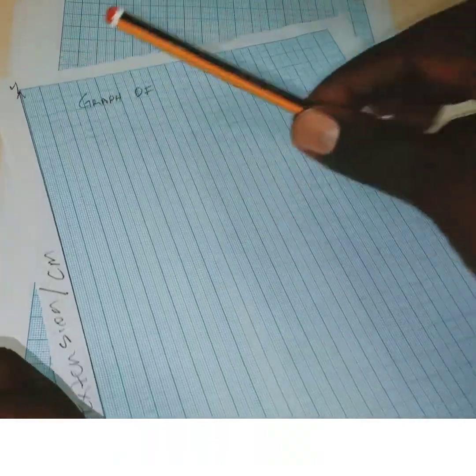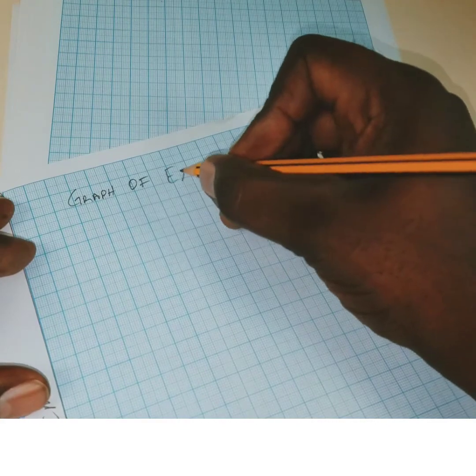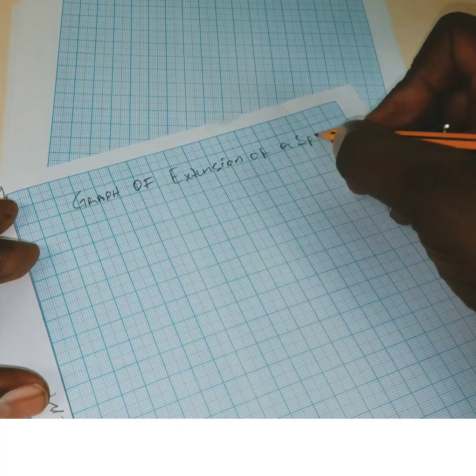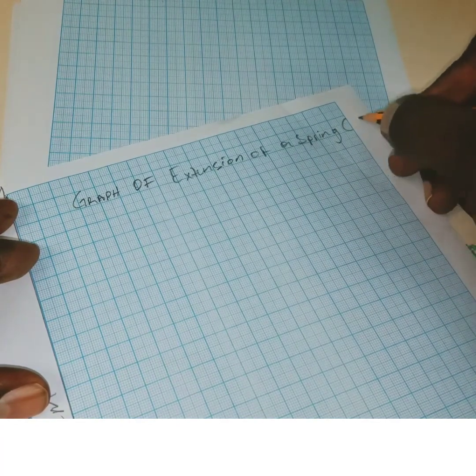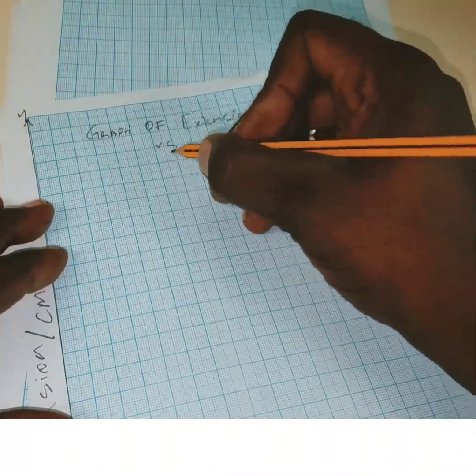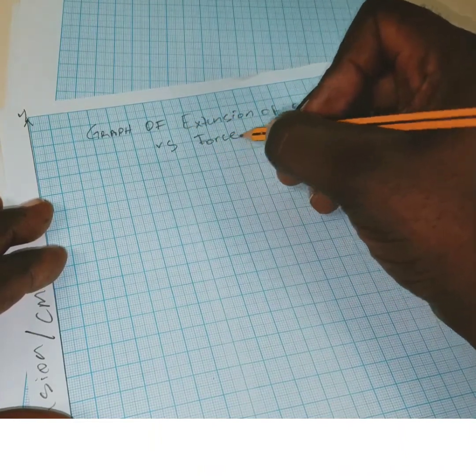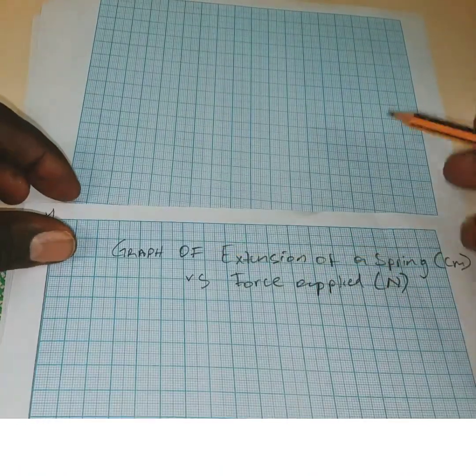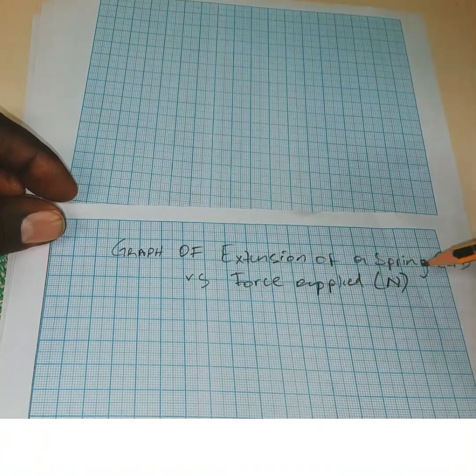So it's graph of extension of a spring. And in brackets you can put centimeters, which tells you the unit that we're measuring it in. Graph of extension of a spring in centimeters versus the force applied, and we measure that in newtons. Okay, so let's look at the title of our graph. Let's look at that now. There you go. Graph of extension of a spring in centimeters versus force applied in newtons.